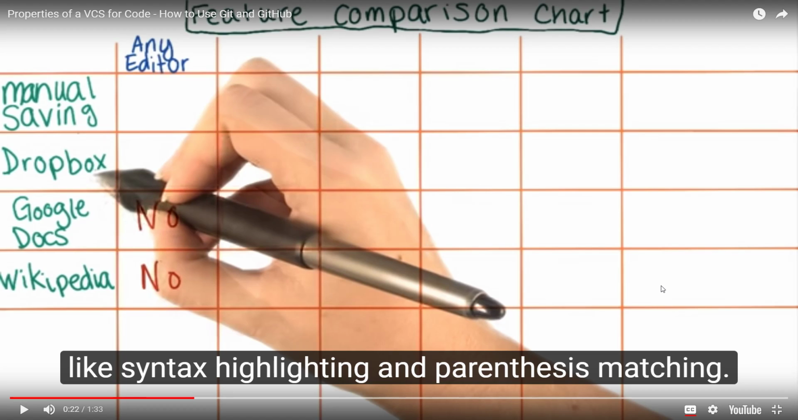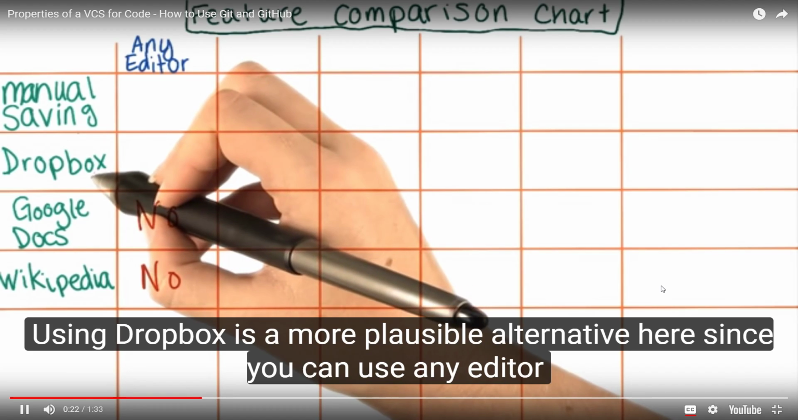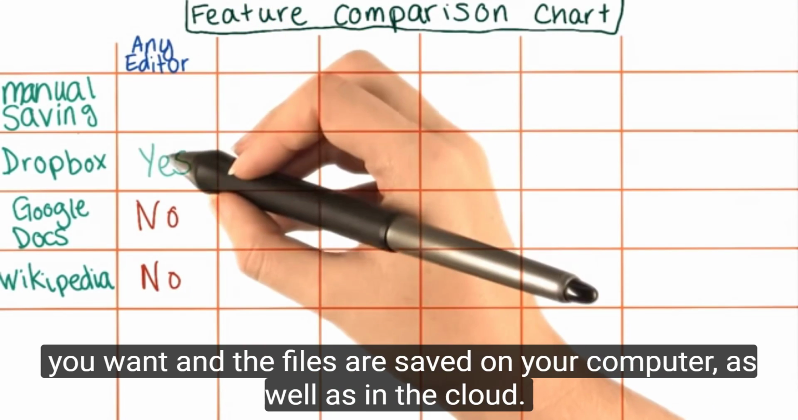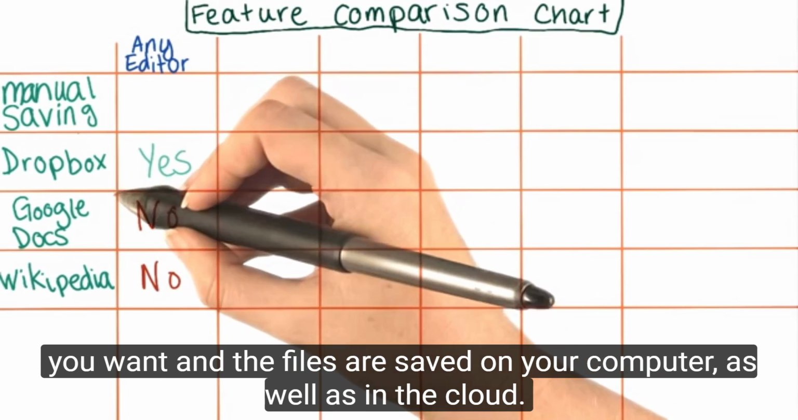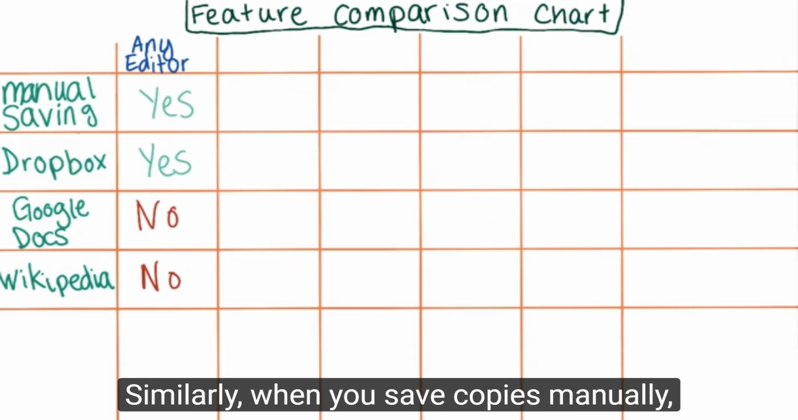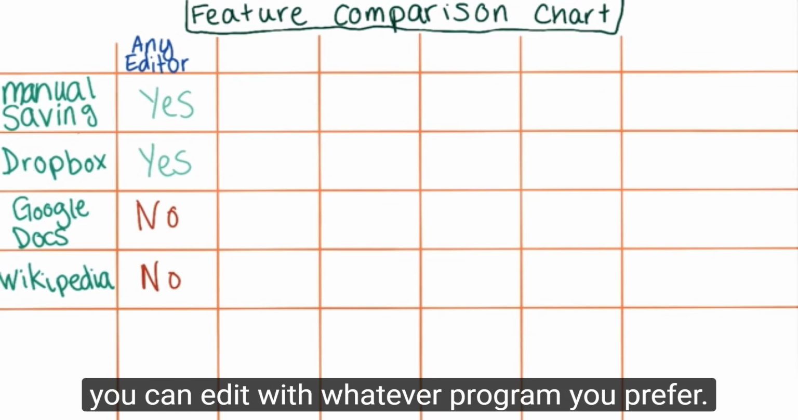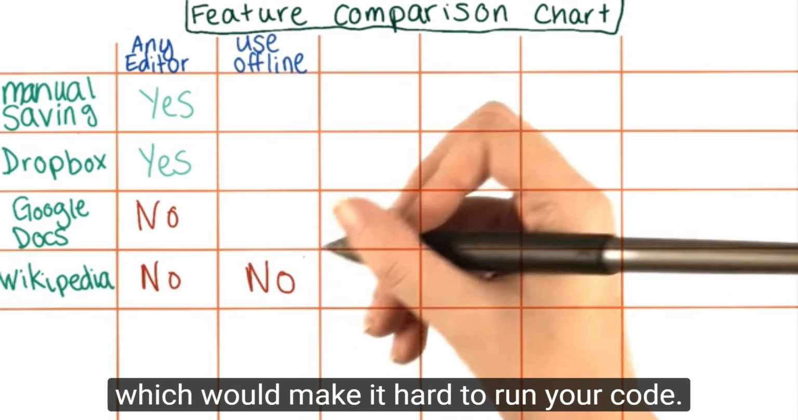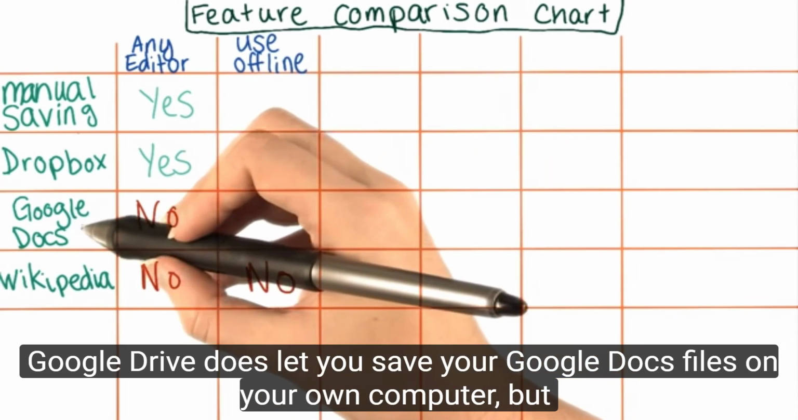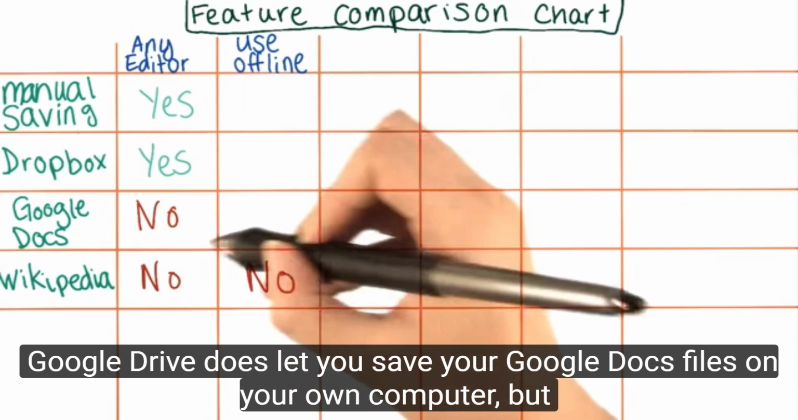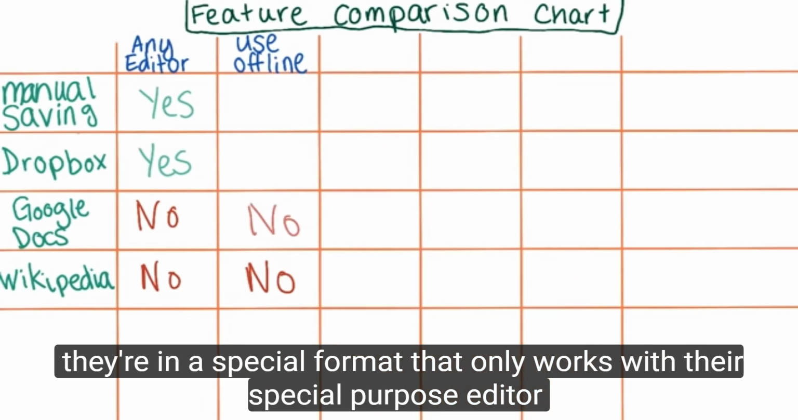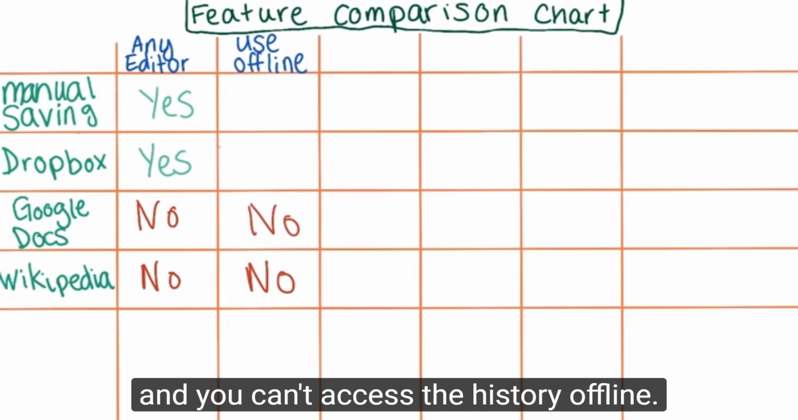Let's keep going. Using Dropbox is a more plausible alternative here, since you can use any editor you want, and the files are saved on your computer as well as in the cloud. Similarly, when you save copies manually, you can edit with whatever program you prefer. Wikipedia also doesn't actually save files on your computer, which would make it hard to run your code. Google Drive does let you save your Google Docs files on your own computer, but they're in a special format that only works with their special purpose editor, and you can't access the history offline.